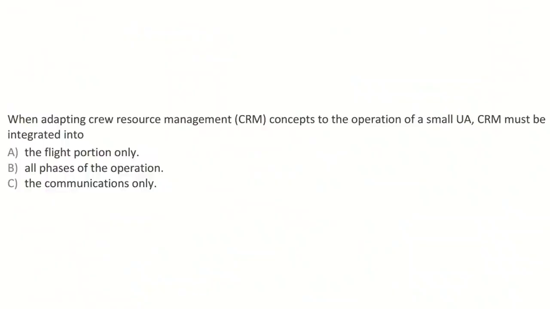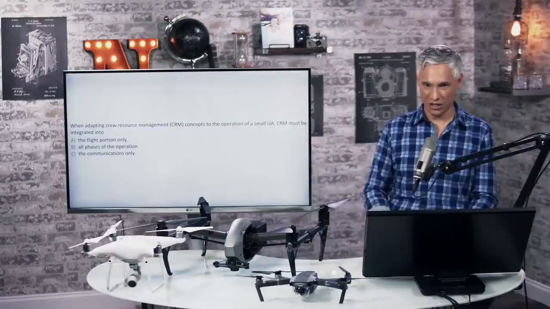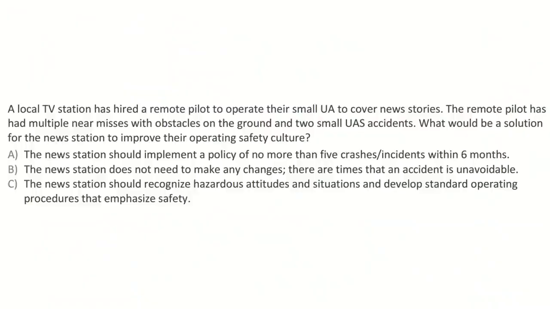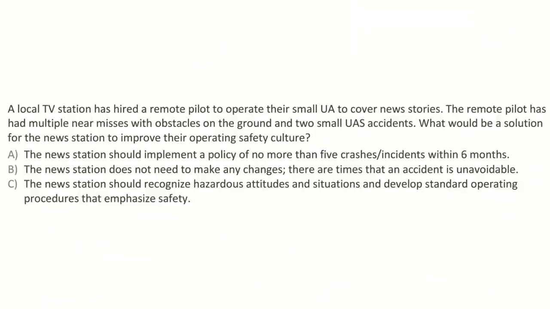When adapting crew resource management concepts to the operation of a small drone, CRM must be integrated into... and again, they don't want... it's all phases of the operation, because they will always err on the side of being too safe. They're never going to say, you don't have to worry about crew resource management for this phase, right? Err on the side of being too safe. Another local TV station has hired you to fly their drone. They've had a bunch of near misses and a couple of accidents. What is a solution to this? So, of course, they're going to err on the side of the safest thing.